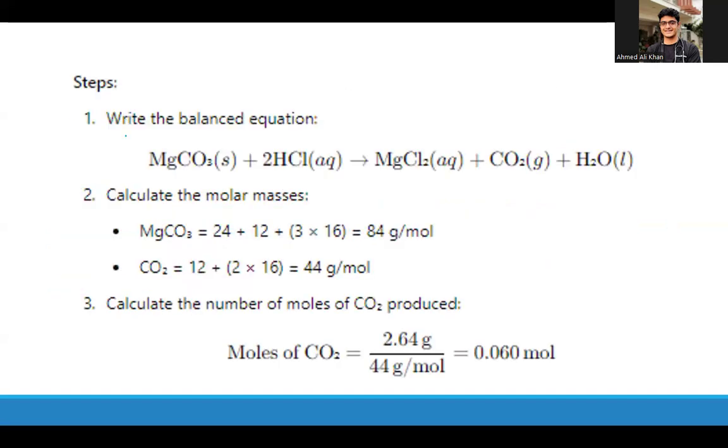The first step, as always, is to write a balanced equation, right? So magnesium carbonate reacts with 2 moles of hydrochloric acid to form MgCl2, carbon dioxide, and water. Next step is to calculate the molar masses of magnesium carbonate and carbon dioxide, right?